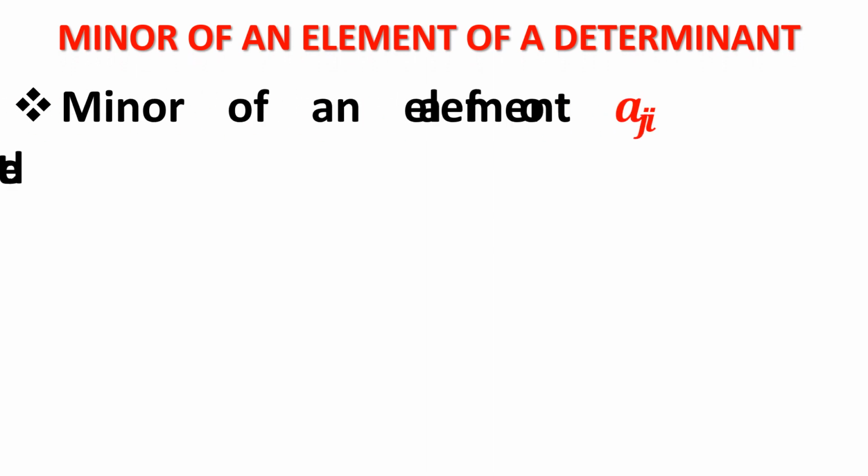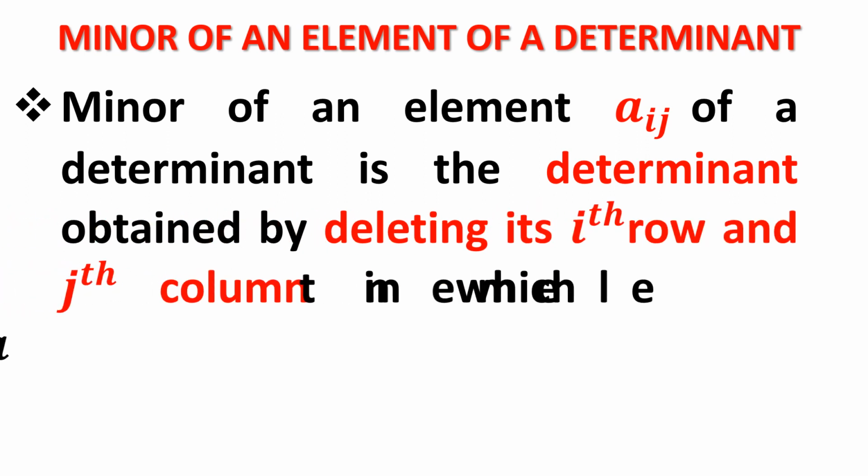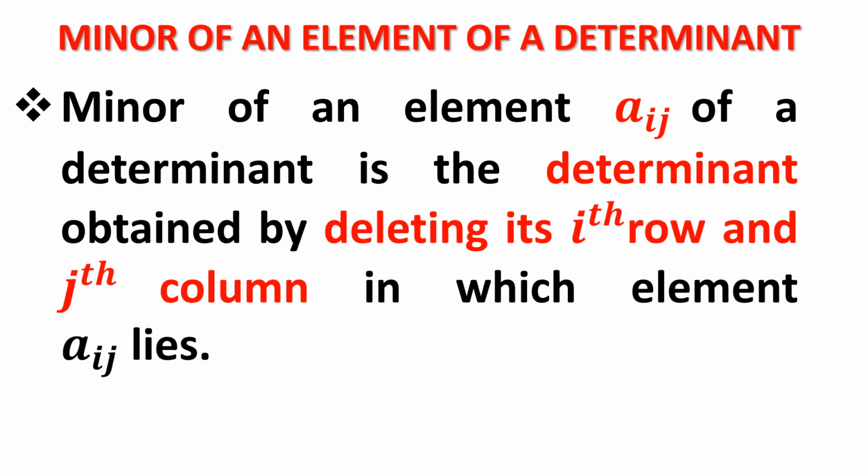What is the meaning of minor of an element? Minor of an element is the determinant obtained by deleting the ith row and the jth column in which the element Aij lies. I think this process you have already done in the previous exercise, where you were expanding a determinant to get its value by expanding through row number 1 or row number 2.